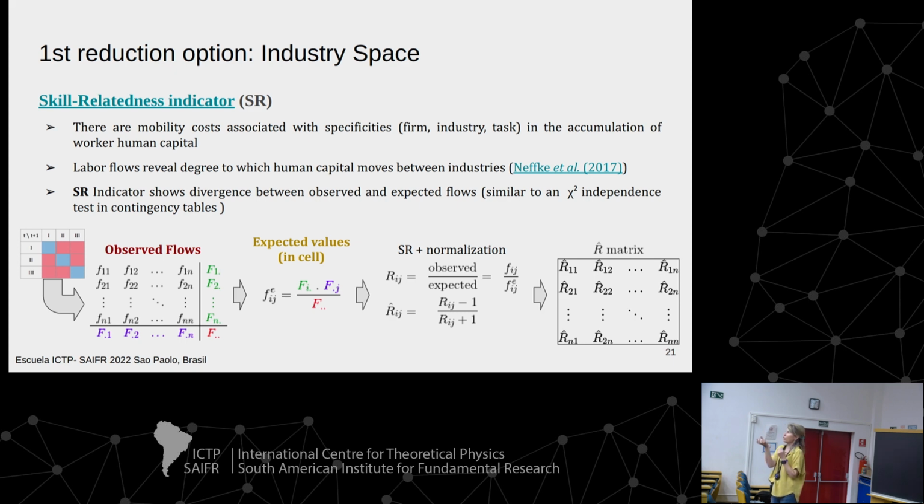The idea of this reduction technique is based on skill relatedness: the job switches between two nodes on the network have to do with the relatedness between the nodes. So what would be the indicator that manifests this relatedness? This is based on the paper by Neffke in 2017. Here you will find this paper, it's available. All my links don't only show you the references, they have the references, so they're already there.